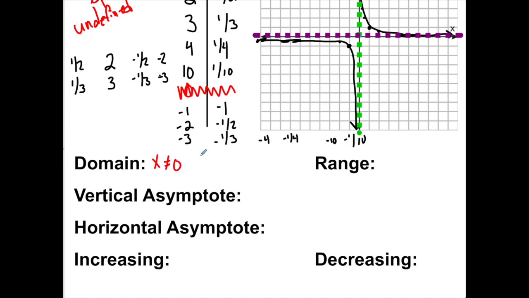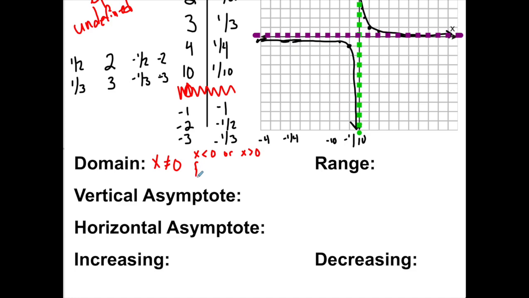So there's a few ways to write this. The first way you could write this is with inequality notation. So x is either greater than 0 or x is less than 0. So x is less than 0 or x is greater than 0. Okay? That is the domain. So we're saying everything but 0. It's either less than 0 or it's more than 0. It's not equal to 0.